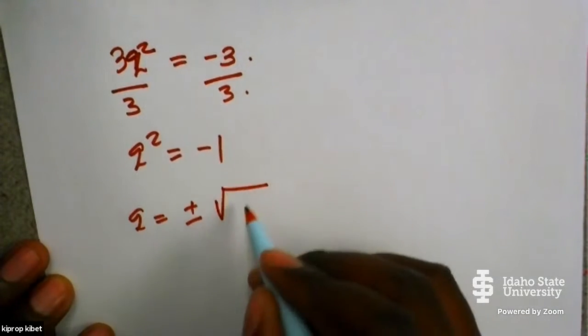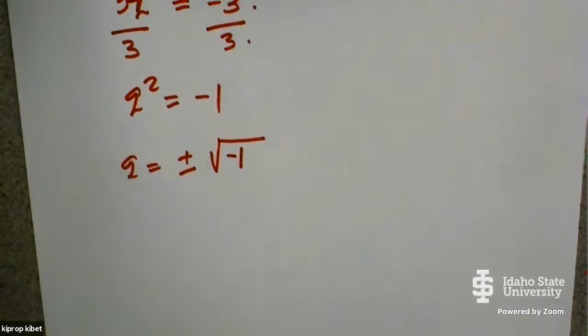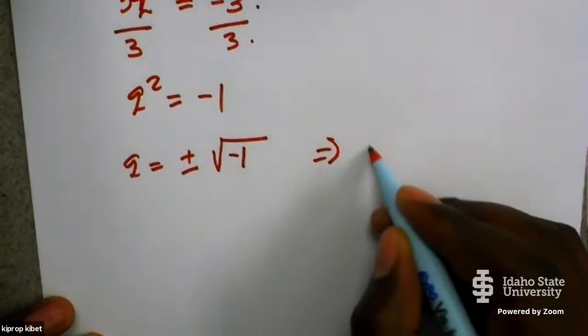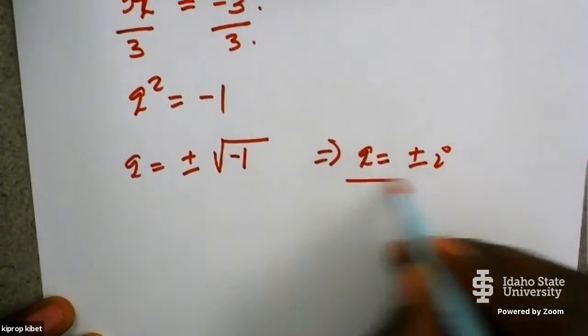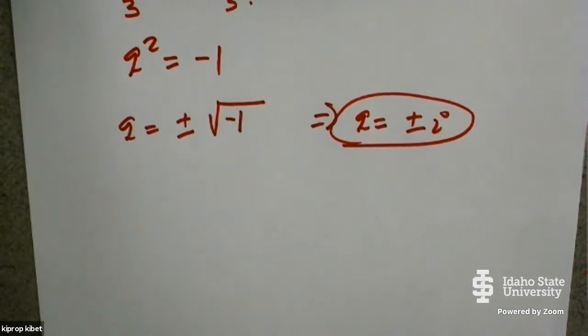q will be equal to plus or minus the square root of negative 1, right? So we know the square root of negative 1 is i. So therefore, q equals plus or minus i.